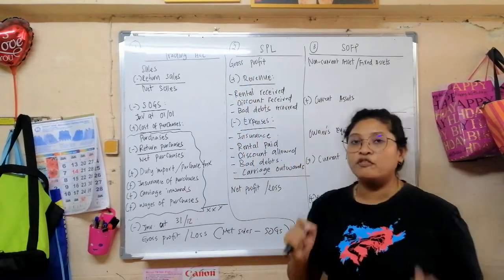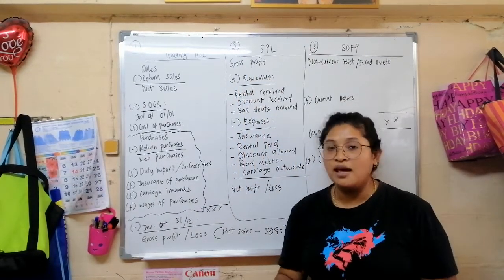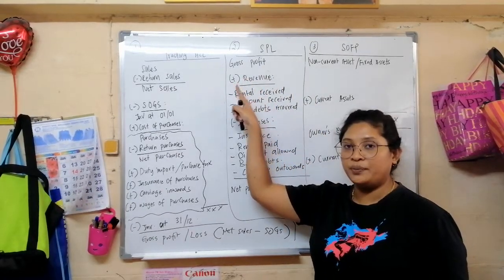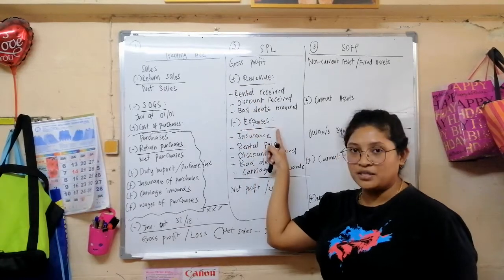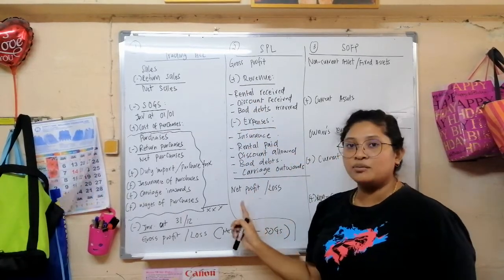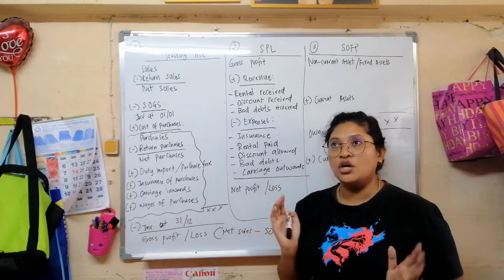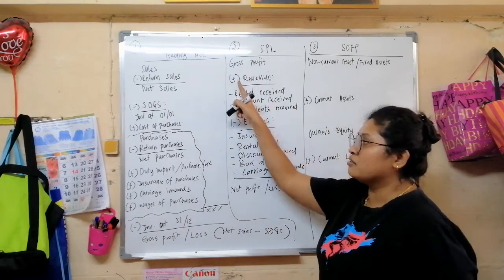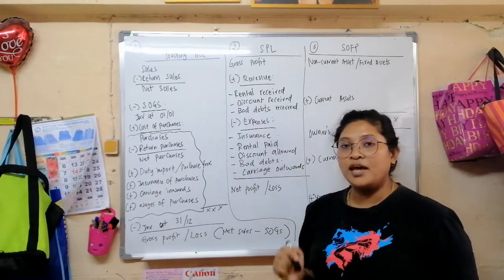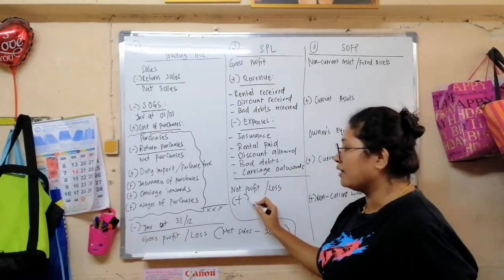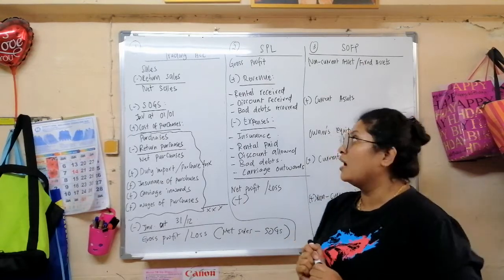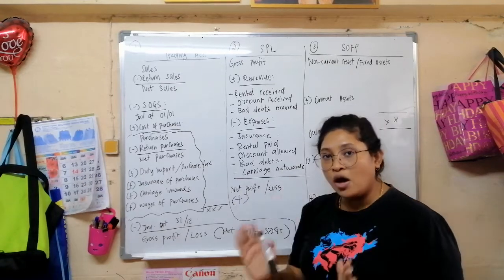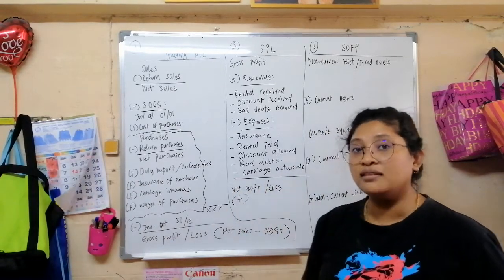If you have the gross profit, you add on the revenue, and then you minus expenses. The answer will be either net profit or net loss. When the gross profit plus revenue minus expenses is positive, then you will get net profit. It means your revenue is more than your expenses.